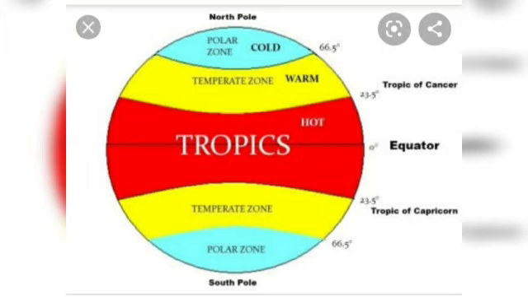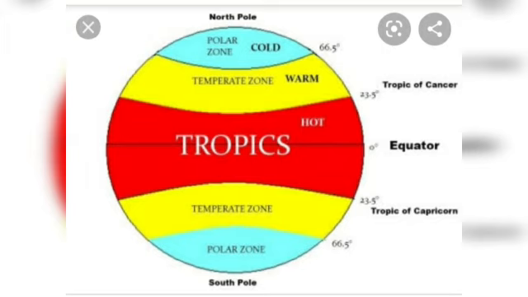Then we have the temperate zone, 23.5 degree north to 66.5 degree north and south, on both sides of the equator. These temperate zones do not receive the direct rays of the sun, but slightly slanting rays. So the difference between summer and winter seasons is seen.